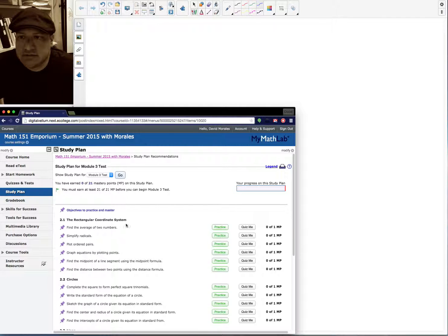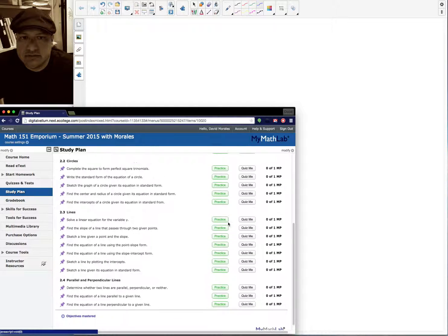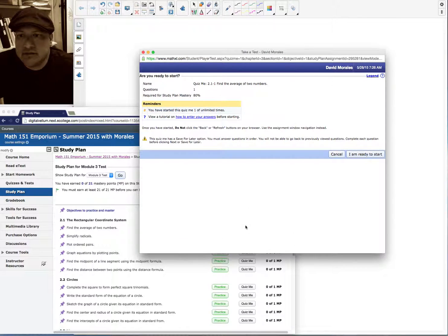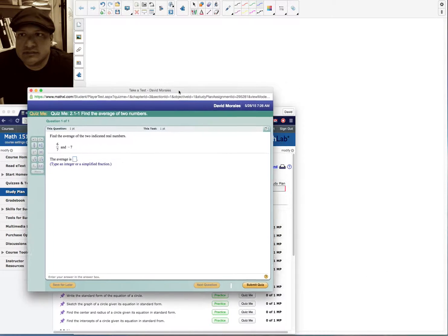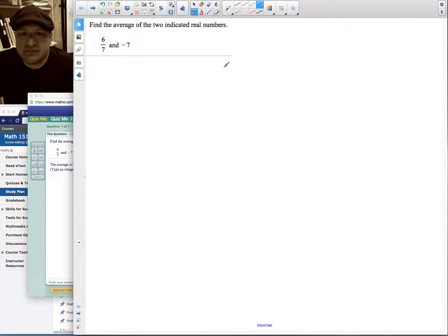We're going to start 2.1, and chapter 2 is about the Euclidean coordinate system. It means the rectangular coordinate system, graphing stuff like lines and circles and such. So we're going to start out, take the average of two indicated numbers. Now this is something you should know from previous classes.